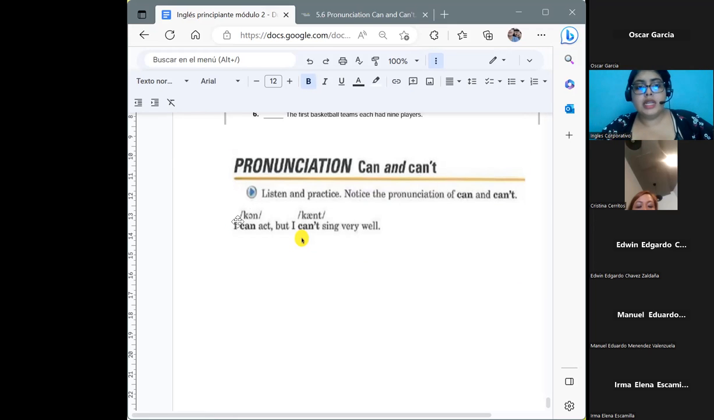En esta parte tenemos can, tenemos como una K, una E al revés y una N. Esos son símbolos fonéticos. In English, we have this kind of symbols in which we are going to follow the sounds that they represent and they are going to help us with the pronunciation because when you read the symbols that are above the word, you can find that the pronunciation is more understandable. And in the other, you have more symbols above the word can't. Can, can't. Can, can't.